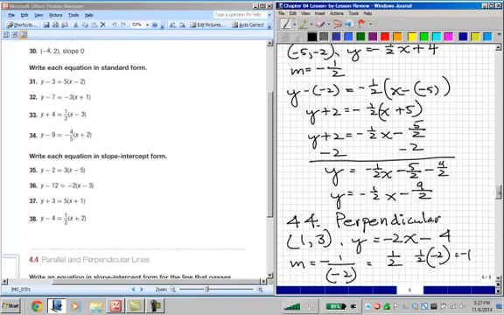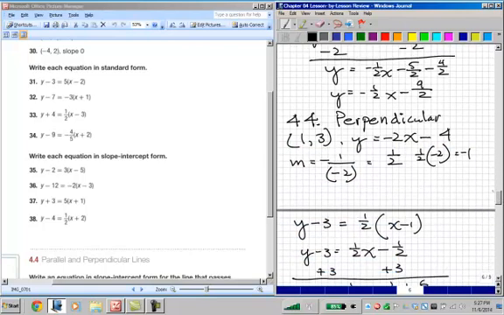44. Perpendicular. Find a line that's perpendicular to the given line and passes through the given point (1, 3). The line is y equals negative 2x minus 4. So we take the negative inverse, negative 1 over the given slope, negative 1 over negative 2, which is 1/2. 1/2 times negative 2 is negative 1, just to check. So the slope we're going to use is 1/2.